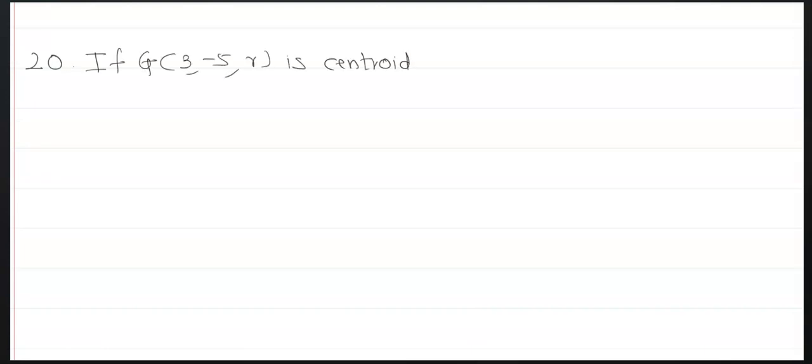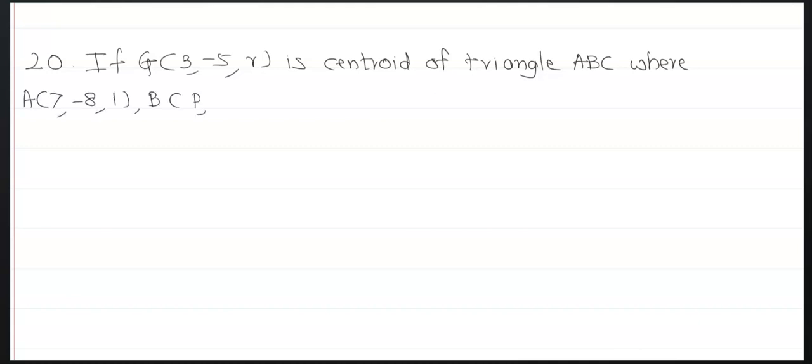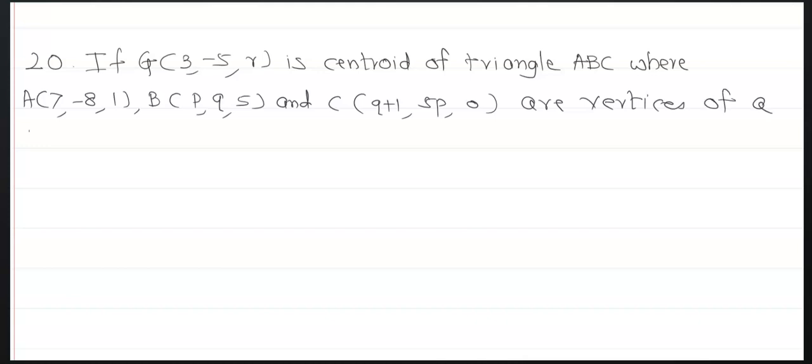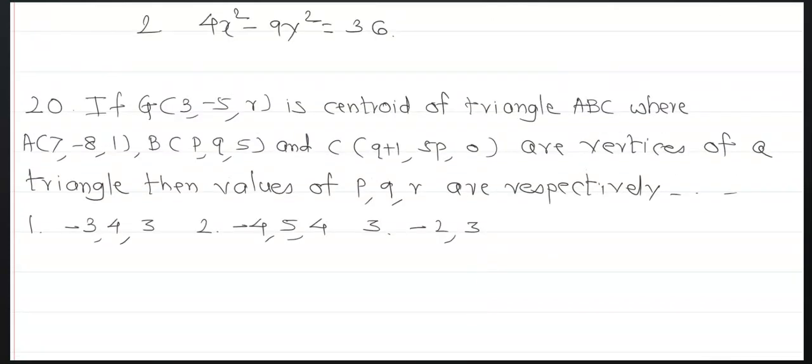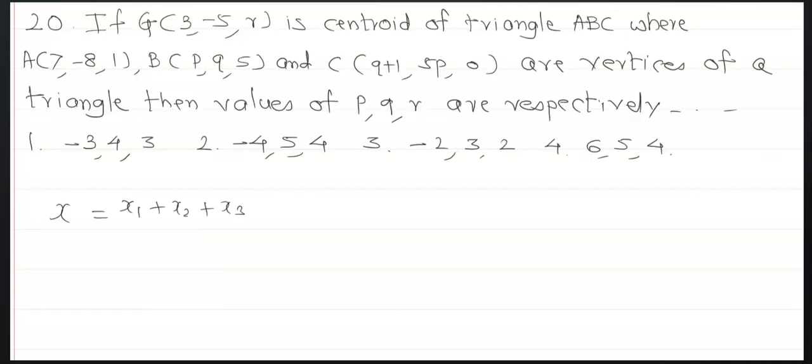G (3, -5, r) is the centroid of triangle ABC, where A (7, -8, 1), B (P, Q, 5), and C (Q+1, 5P, 0) are the vertices of the triangle. Then the values of P, Q, R are respectively. These are the options: (3, -3, 4), (3, -4, 5), (4, -2, 3), (2, 6, 5), (4).